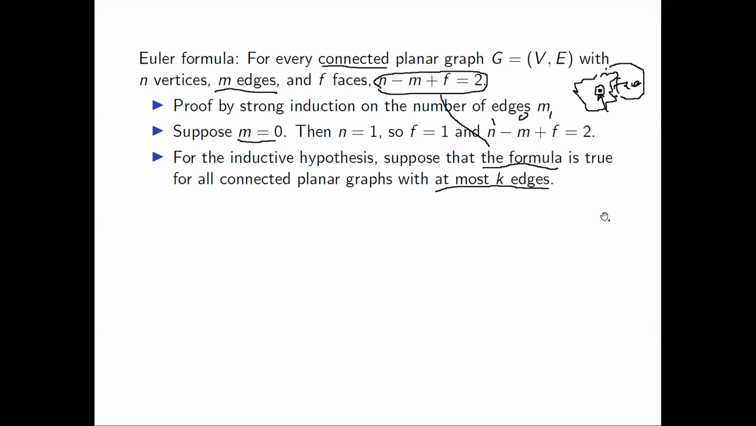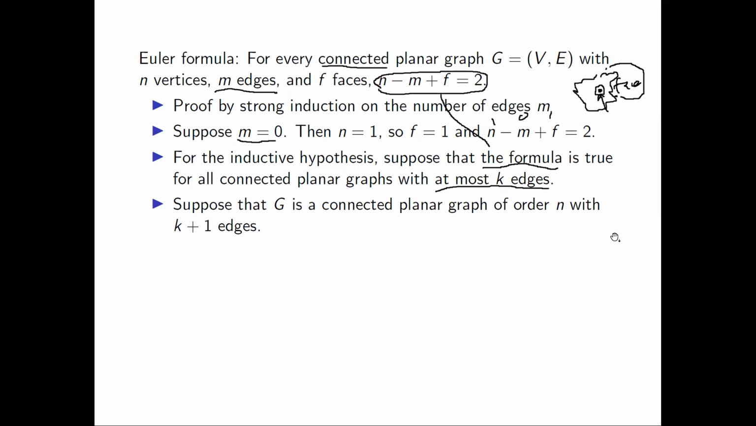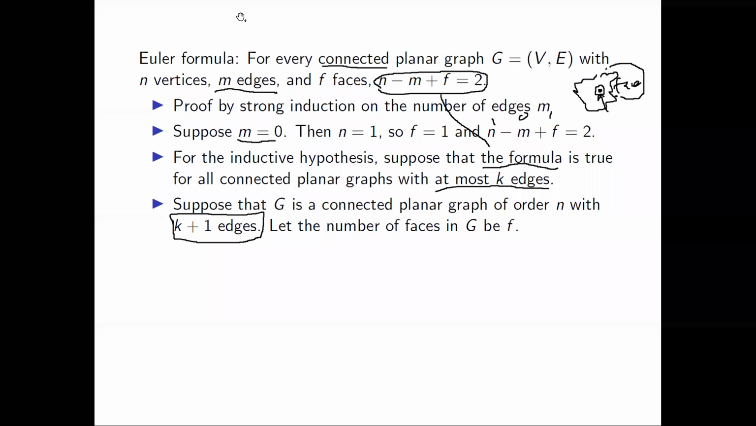In order to do that, we just need to take some arbitrary connected planar graph with k plus 1 edges. So the most important piece of information about this graph G is that it has k plus 1 edges. Besides the fact that it has k plus 1 edges, we'll also give a name to its order and its number of faces. We'll say it has order n and it has f faces. But again, I just want to emphasize the important information here is the number of edges. That's k plus 1. And we're going to prove that the formula up here must be true for G. And we're just going to use this n and this f in order to write some quantities in a shorter way.